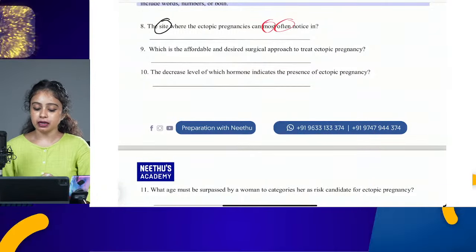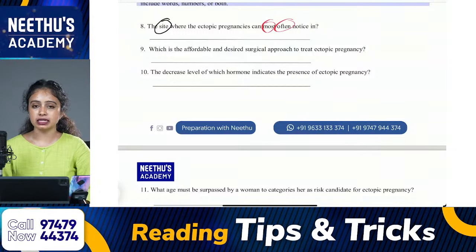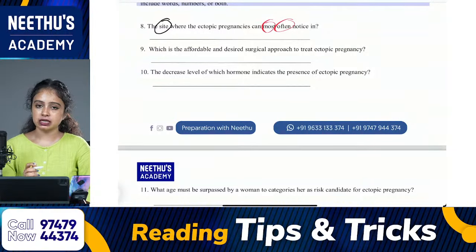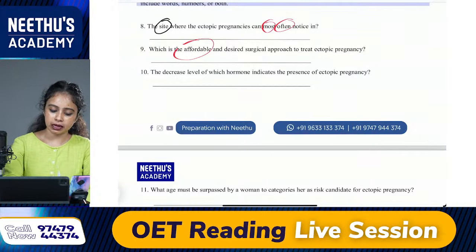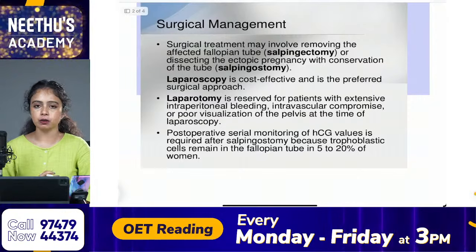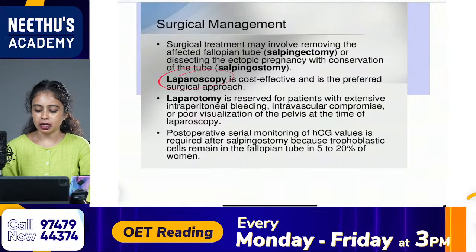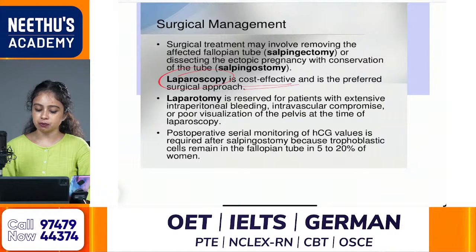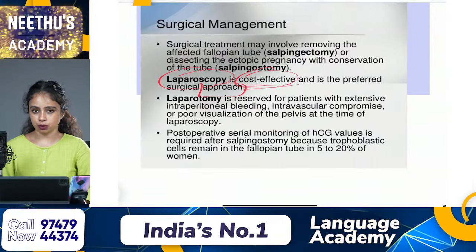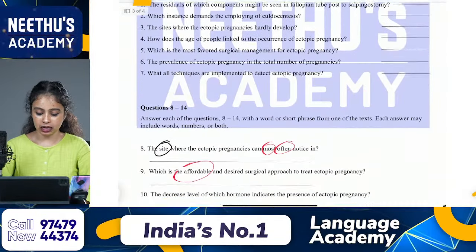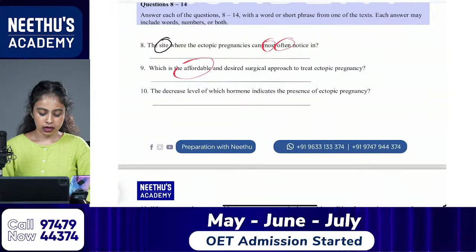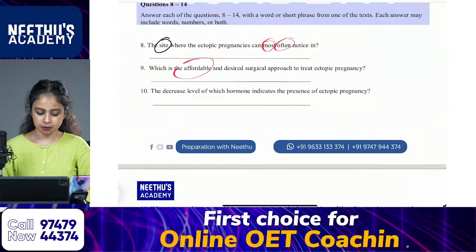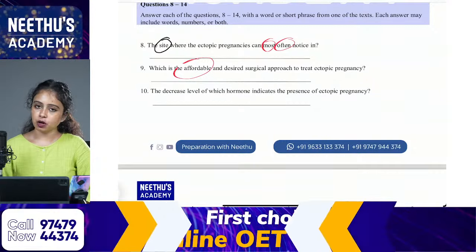Which is the affordable and desired surgical approach to treat ectopic pregnancy? So which is the affordable surgery? Surgical management. It is from text D. So what is the affordable surgery mentioned here? Laparoscopy is cost effective and it is the preferred surgical approach. So those are the key words, cost effective as well as approach. So my answer is laparoscopy from text D. Okay, clear? Any doubts regarding that question? The 9th one, what is your answer? Let me know. Is that laparoscopy?